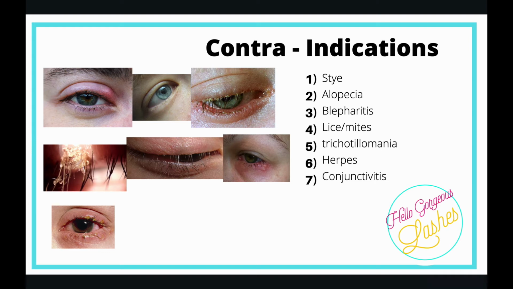Number 2, alopecia. So there's no eyelashes. You can't apply lash extensions to skin. If they've not got a full set of healthy eyelashes, you can't go ahead with the treatment. Unfortunately, you will, from time to time, get potential clients that will come to you for lash extensions because they've got alopecia and they want the fact that they've got no eyelashes to be rectified.